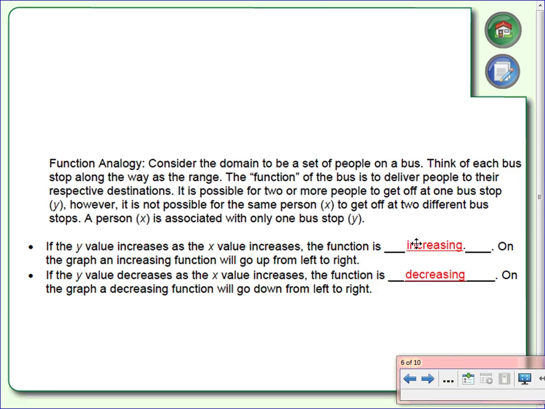Points that are not connected. Continuous: points that are connected. Domain: X values. Range: Y values. Relation: a set of ordered pairs. And the last one here, discrete: points that are not connected.